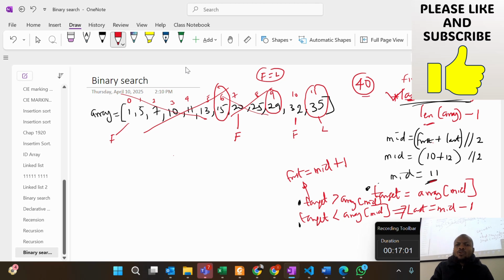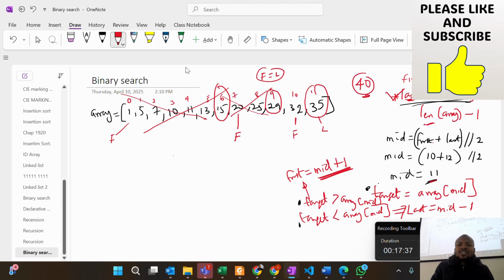Then I compare this 40 with that middle value. Is it greater or less? It is greater. The target is greater than the middle value. Is that understood? So now that the target is greater than the middle value, am I supposed to continue checking? Yes, we need to check to the right, isn't it? If we want to check to the right, what should be the first? First should be what? Mid plus 1, isn't it?